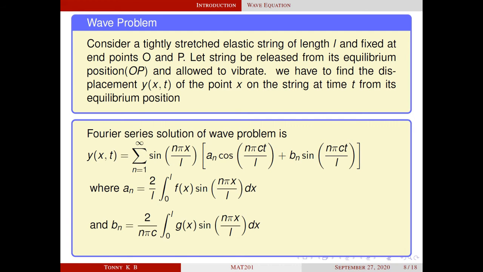Now the problem is completely solved. So this is the solution of our wave problem. The solution is called the Fourier series solution. Okay. So y of x, t equal to like this, where An and Bn are given by these formulas.